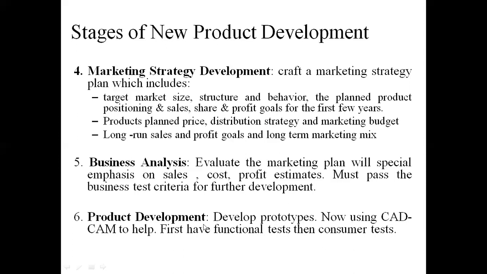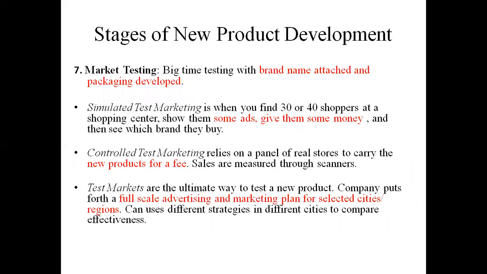Through CAD and CAM, these are the two strategies for manufacturing. Okay, you can take the help of these two softwares, and first have a functional test and then a consumer test. So first you do the functional test, then you test the customer. This is the sixth step. Now here comes marketing testing, and it's a very important topic. And from here one question may appear in the examination: what is test marketing?